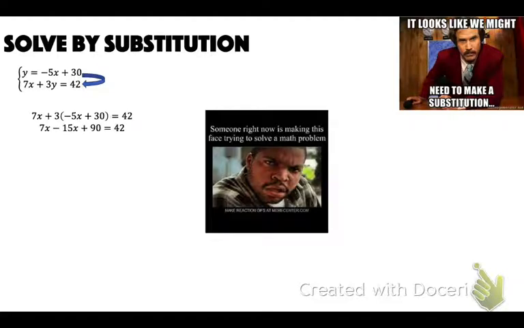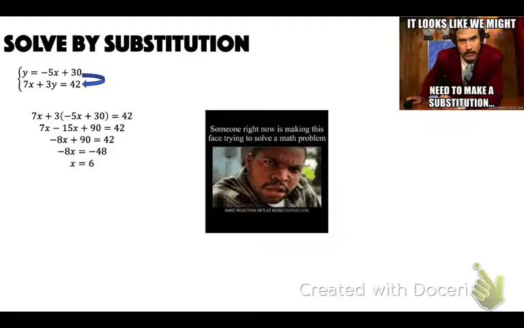You can distribute that 3 in and you get negative 15x plus 90, and then the 7x and the 42. 7x minus 15x combines to be negative 8x plus 90 equals 42. Subtract the 90 over and you get negative 8x equals negative 48. Divide by negative 8 and you get x equals 6. And we are not done at this point.